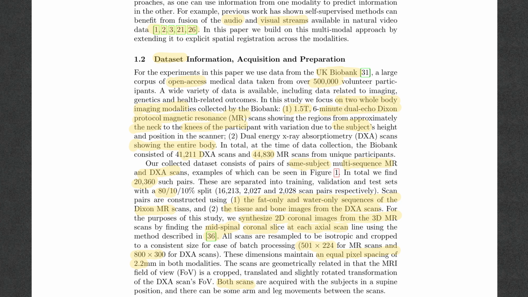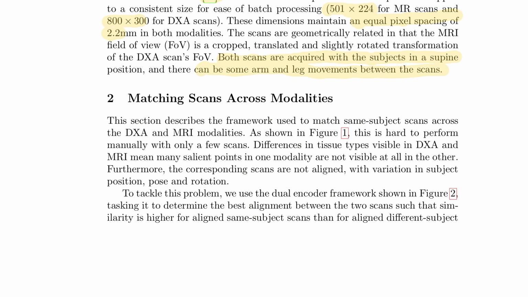And another important detail is that both of the scans are acquired with subjects in a supine position, and there can be arm or leg movements between the scans. The first figure that we will shortly see is figure 1, and it basically shows examples from both of these modalities. The objective is to show the difference in tissue types that are visible in these two different modalities, and to mention that there is information in each one of them that cannot be found easily in the other.